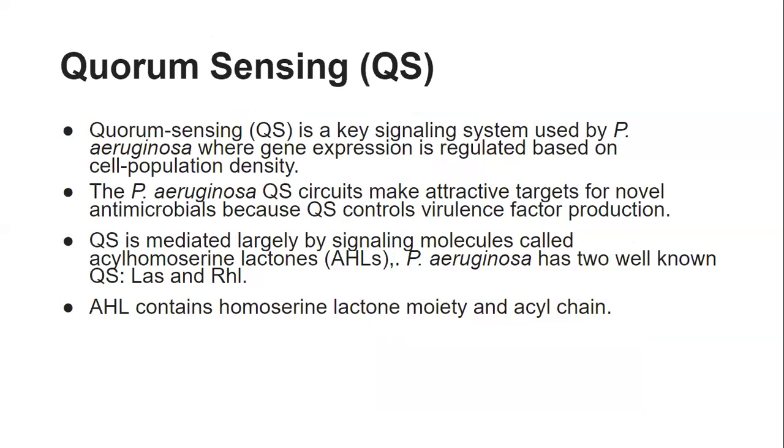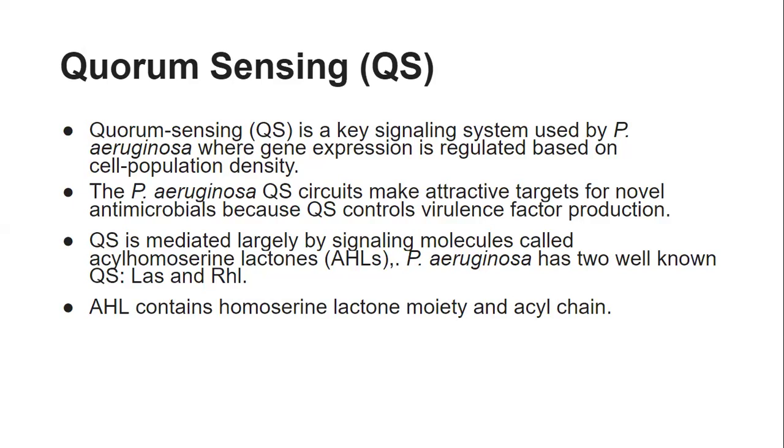The next slide is about quorum sensing. Quorum sensing is one of the mechanisms that Pseudomonas aeruginosa uses as a virulence factor in causing diseases to humans. So using our knowledge of the quorum sensing mechanism, we were able to design a way to beat it. Quorum sensing is a key signaling mechanism that uses gene expression and is based on cell population density. So what makes it attractive for a novel antimicrobial?